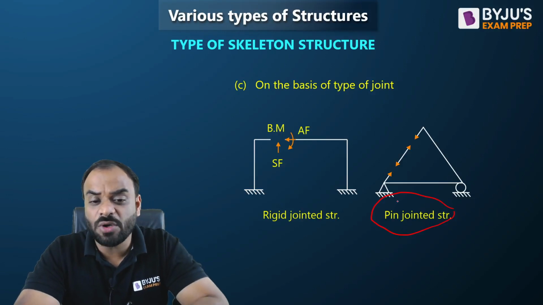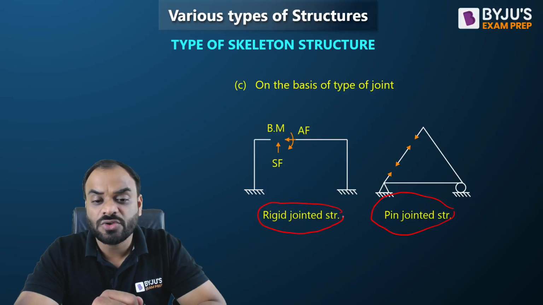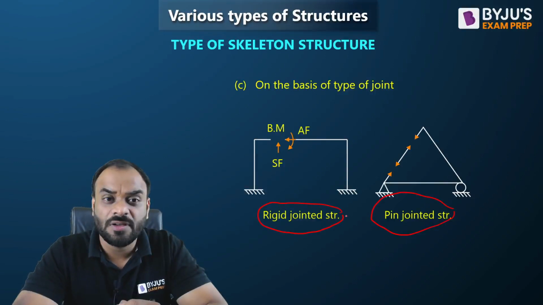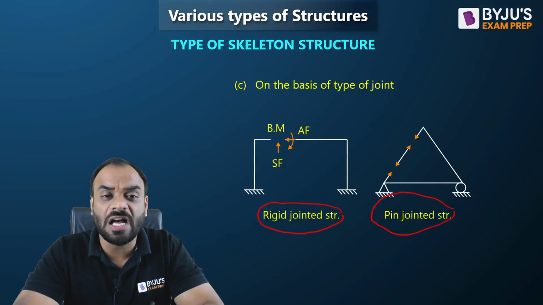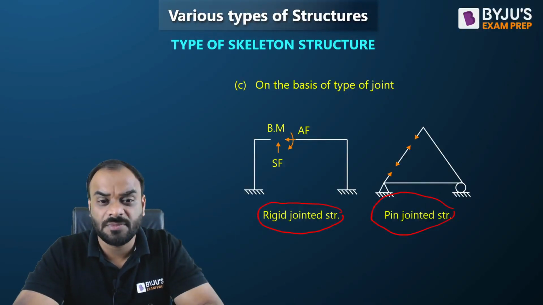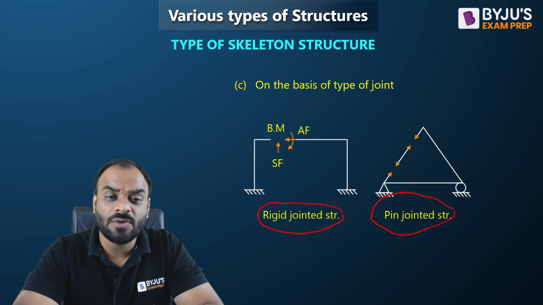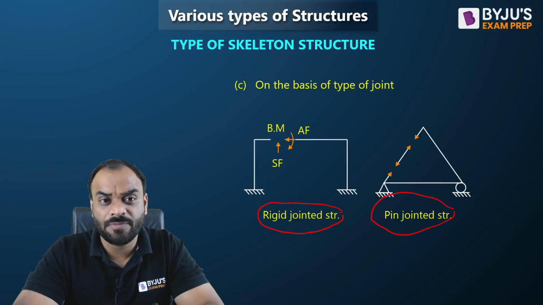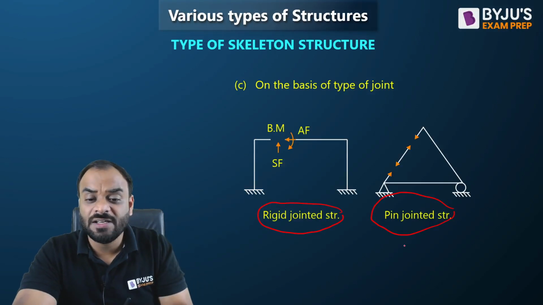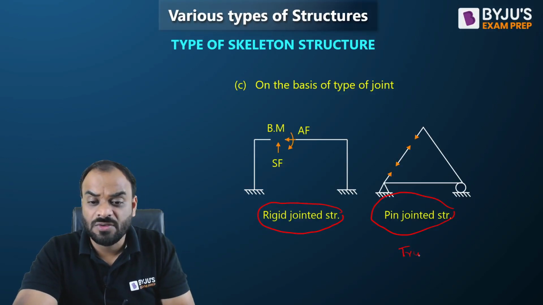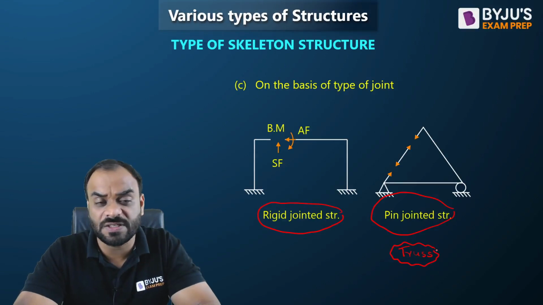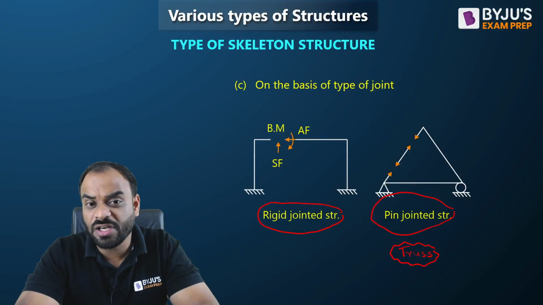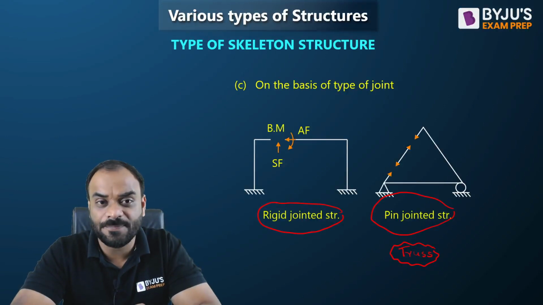So guys, if we talk about the rigid jointed structure, in case of a rigid jointed structure, each and every member will have three types of reaction: shear force, bending moment and axial force. But in case of a pin jointed structure, only axial force will develop, and such a structure is also known as a truss, right? So this is the basic difference between the pin jointed and rigid jointed structure, which you have to remember according to the internal reaction condition, right?